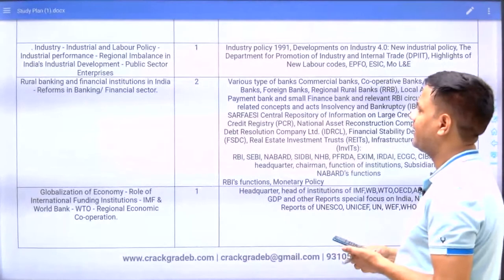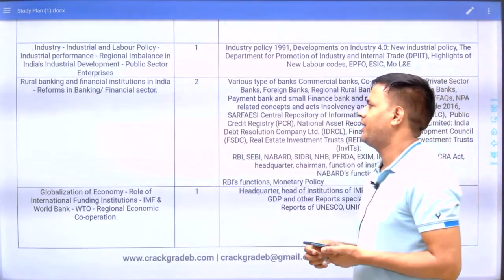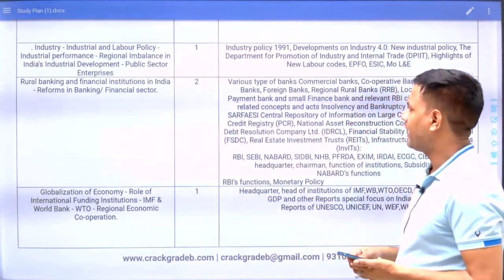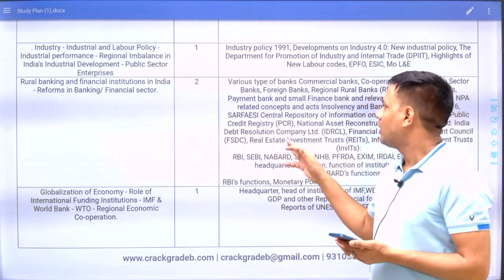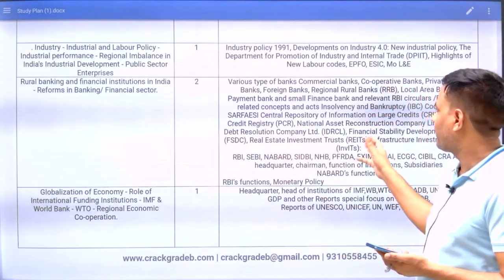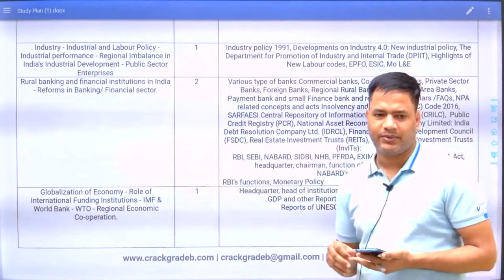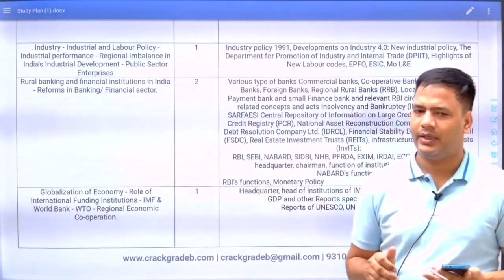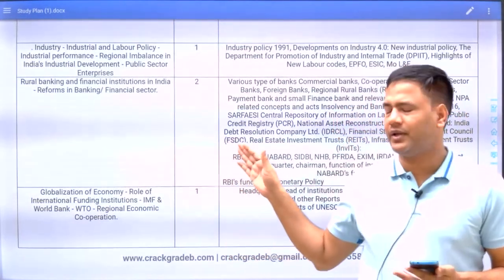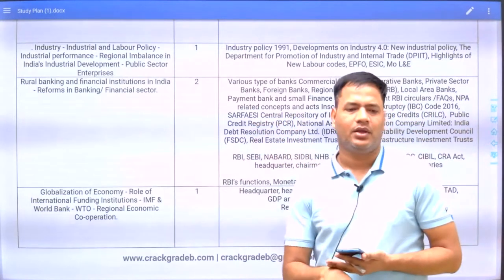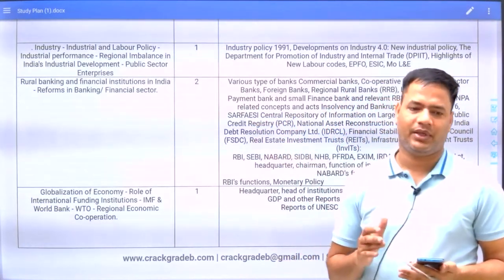Next is rural banking and financial institutions in India, and reforms in the banking financial sector. So a different topic we have mentioned under this chapter is rural banking. For rural banking, you have to study RRB.